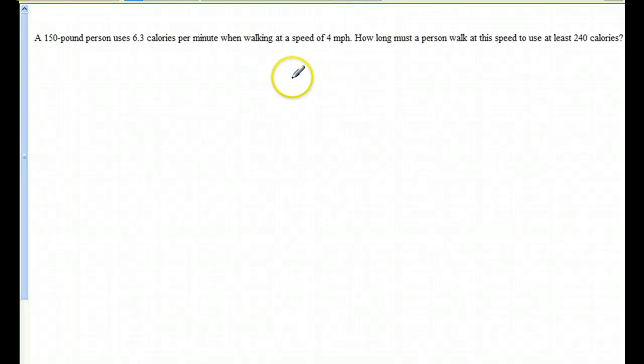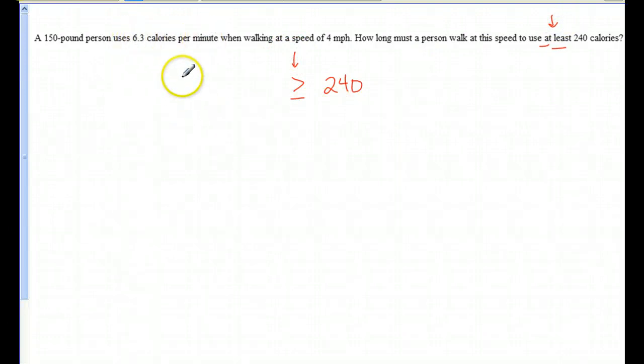Alright, a 150-pound person uses 6.3 calories per minute when walking at that speed. How long must a person walk at this speed to use at least 240 calories? At least 240 calories. Another way to say at least is greater than or equal to 240. That's where I'm getting this from. Now 6.3 calories per minute, so I'm using 6.3 calories for every minute that goes by, and I want to use greater than or equal to 240.